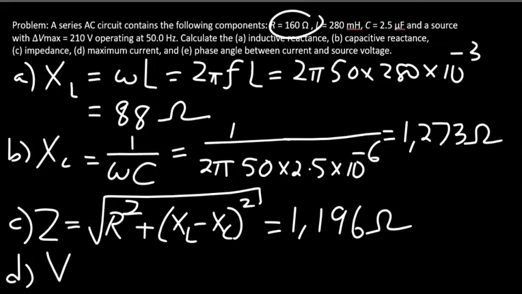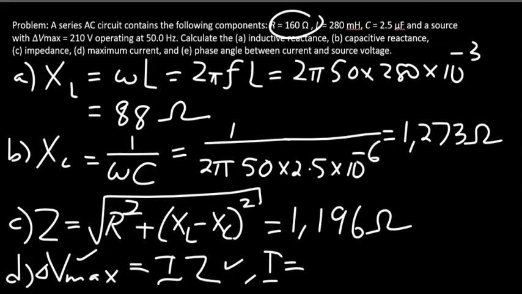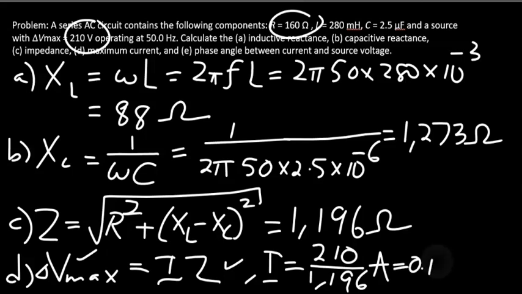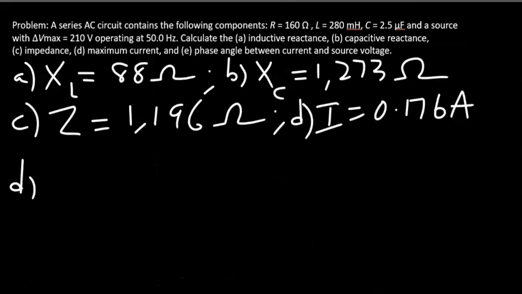Part D, maximum current. We know the voltage amplitude, which in this case is given as delta V max equals the maximum current times impedance. So since we know this, we can determine the maximum current. It is given as 210 volts over 1,196 ohms. And the answer will be in ampere, which will be 0.176 ampere.